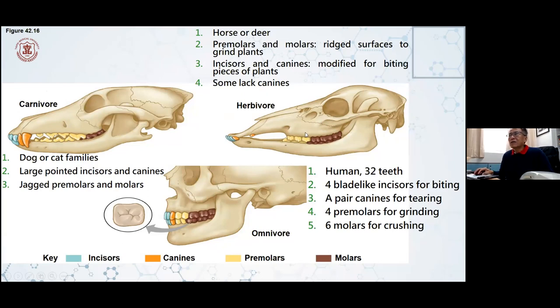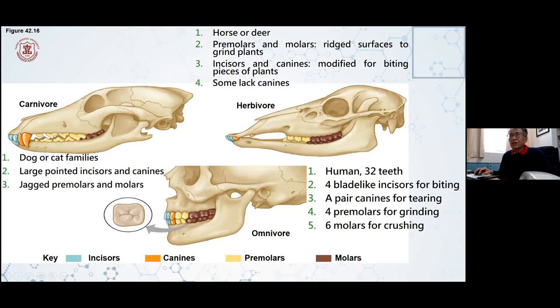And the herbivores always eat grass or small trees. So they have very, very well developed molars and premolars. The premolars and molars have ridged surfaces to grind the plants. The incisors are modified for biting pieces of the plants. And some of the herbivores lack the canine here.